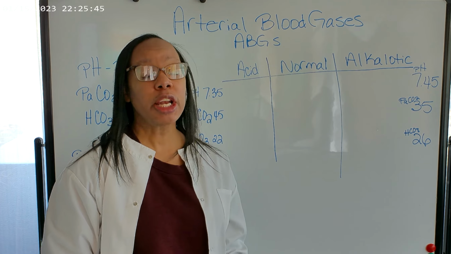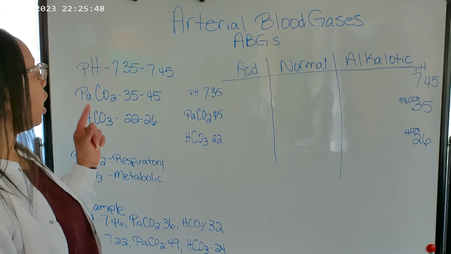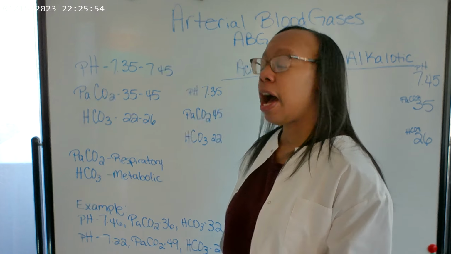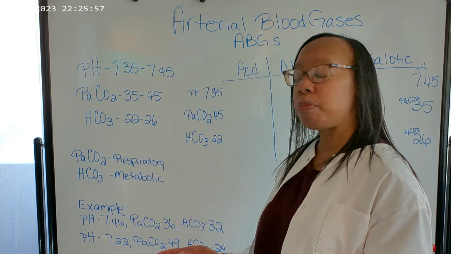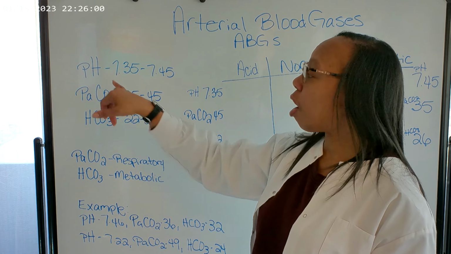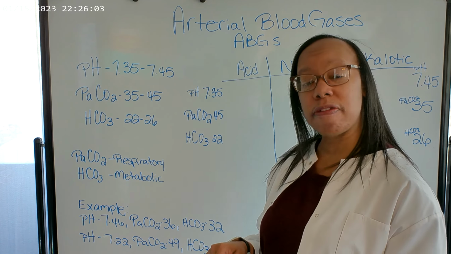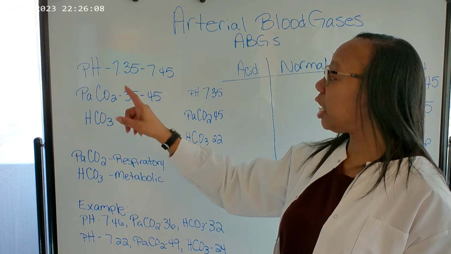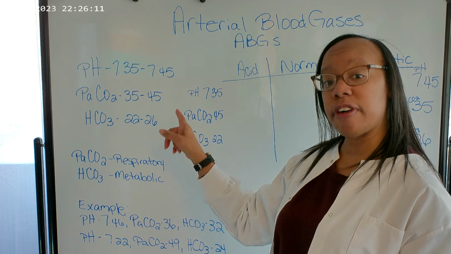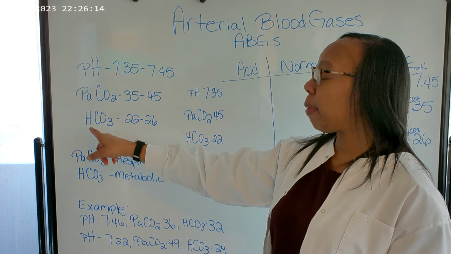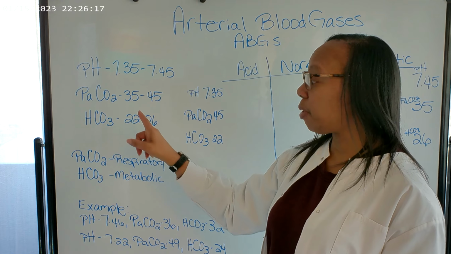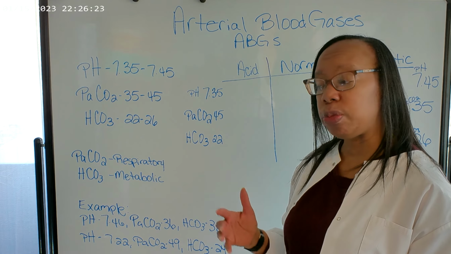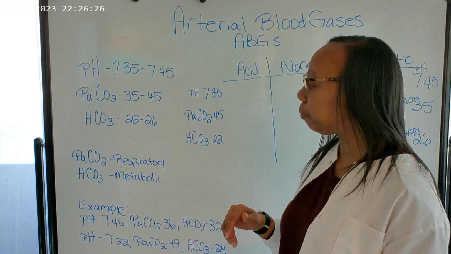Before we start talking about our basic arterial blood gases, we need to understand which lab values are included and what the normal lab values are. First of all, our pH. Our pH normal value is 7.35 to 7.45. And then our PaCO2, a normal value is 35 to 45. And then your bicarb, or HCO3, your bicarbonate, a normal value is 22 to 26. You have to understand those before you can start working these ABG problems.